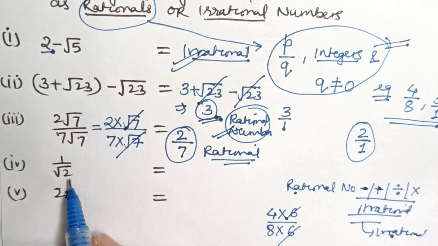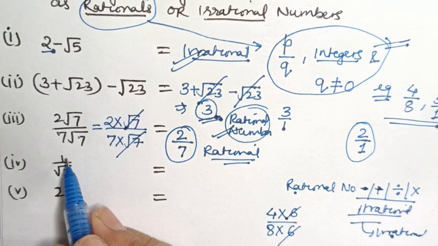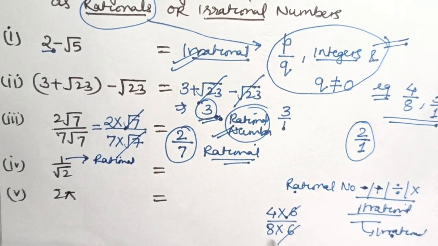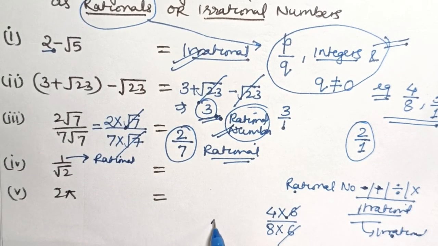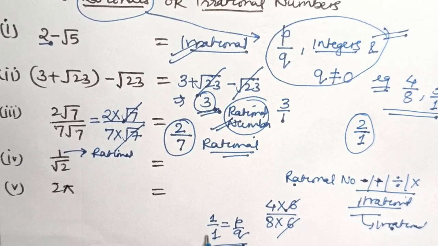Now moving to your fourth question. So 1 upon root 2 is given. Okay, so if you see, 1 is what? 1 is a rational number. Why rational number? Because 1 upon 1 can be written in the form of p by q. So 1 upon 1 is p by q only. So it can be written.